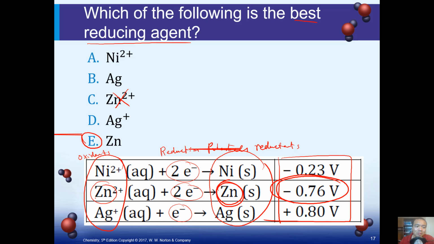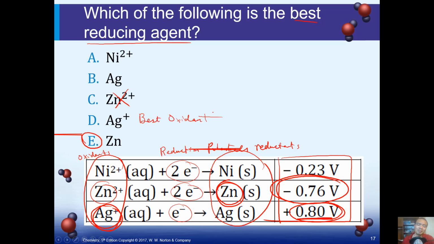We can change the question to, what if we ask, which of the following is the best oxidizing agent? So, best oxidizing agent, that means we look for the most positive reduction potential on the left side. So the most positive would be 0.80, and on the left side will be the oxidants. So Ag+, this would be the best oxidant.